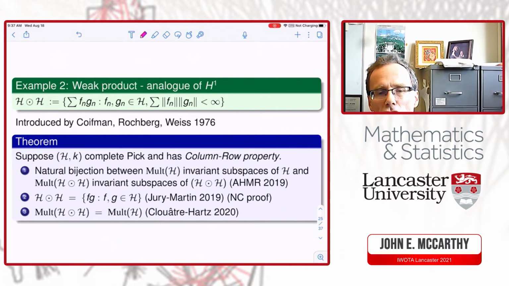But Michael Jury and Rob Martin proved this in 2019. And what's perhaps even more surprising is their proof proves it first in the non-commutative case and then deduces the commutative theorem from the non-commutative theorem. And as far as I know, there is no proof of this that doesn't go through the non-commutative route. So this is an example of how non-commutative analysis can sometimes help you prove commutative theorems, even if you don't care about the non-commutative case in the first place.